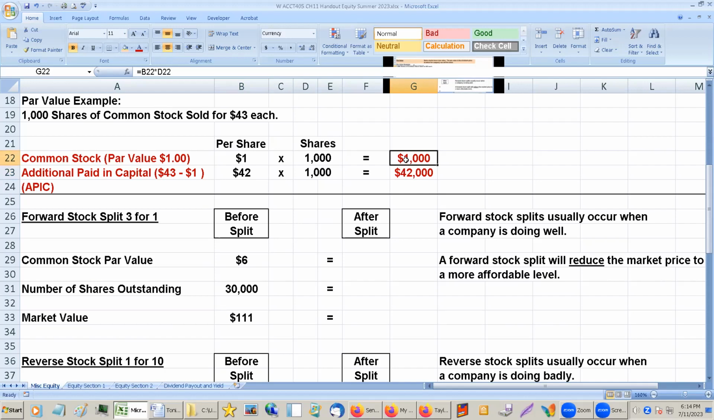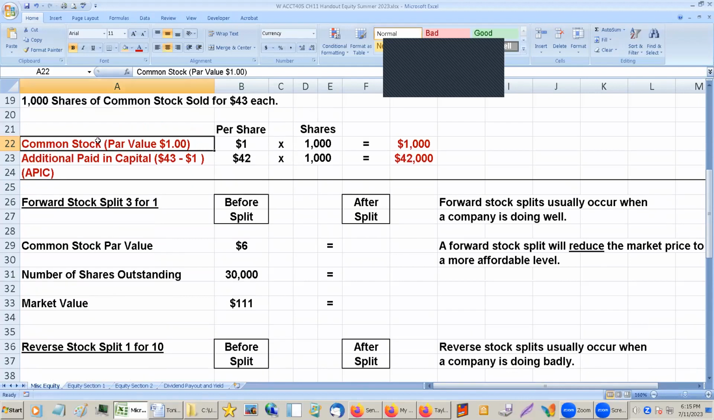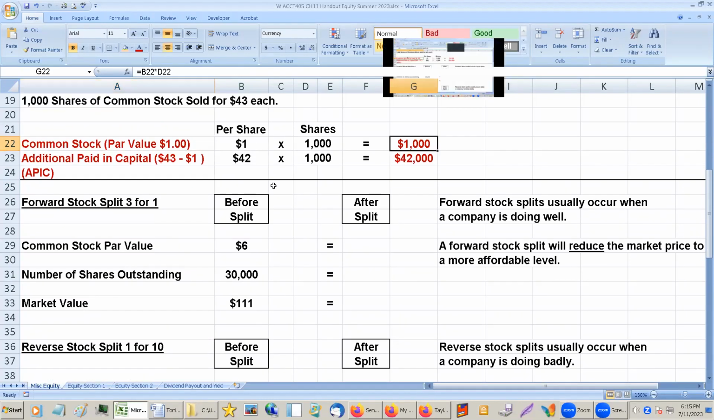So our common stock would be 1,000. Our additional paid-in capital would be 42,000. I'll be honest with you, I'm not sure why they even do this, because these both go in the equity section, and there's not really too much of a point on either of them. Even though companies have par value, I've seen companies that have a par value of a penny. So sometimes even though they are required to have a par value, it doesn't really do anything. But anyway, regardless of that, this is how we do it. The common stock goes out at the par value, and additional paid-in capital is whatever was in addition.